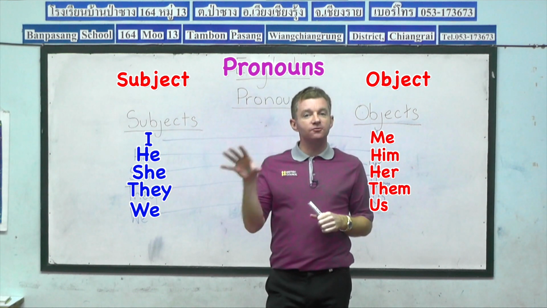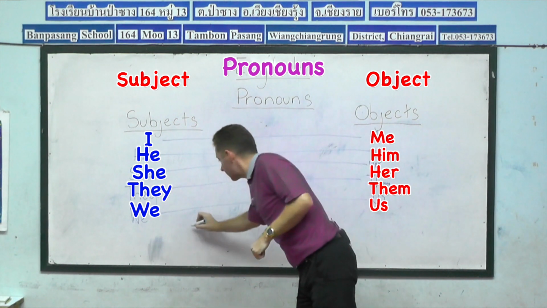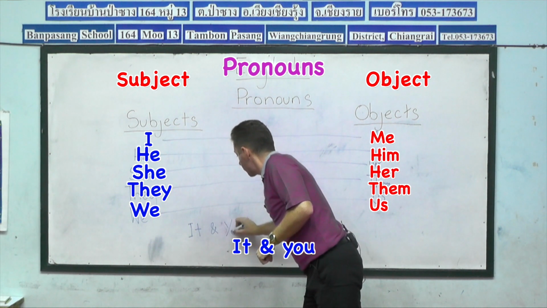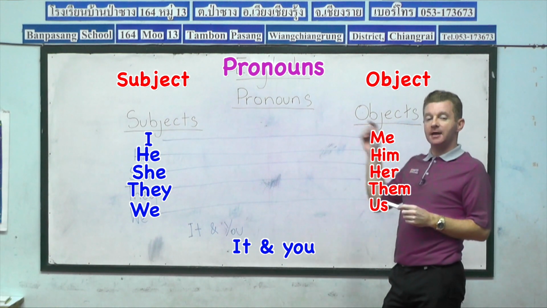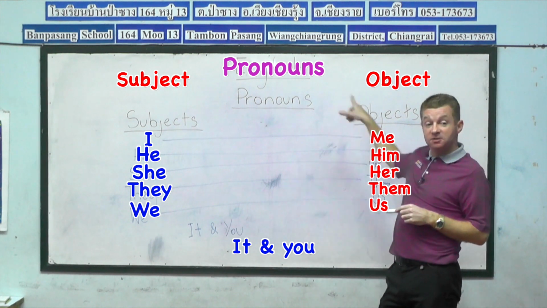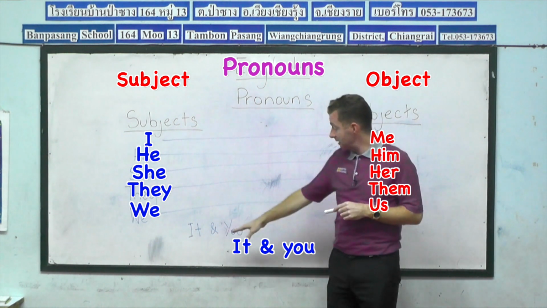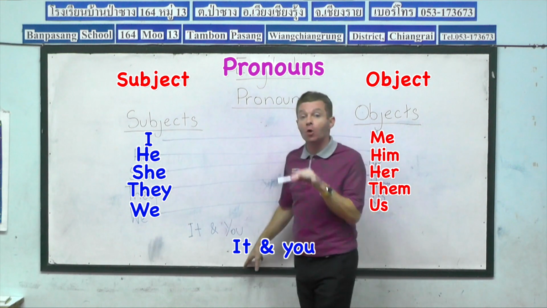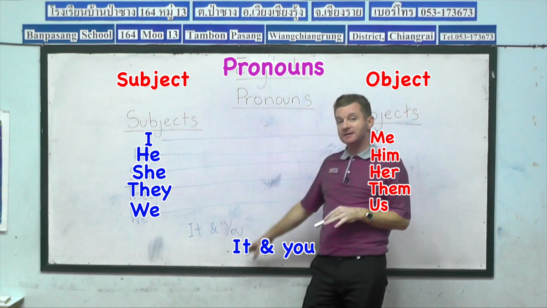Okay, now that's the subject pronouns that we need to change. But who can remember what is special about the subject pronoun it and the subject pronoun you? What can we do with it and you? It and you we can use as subjects and object pronouns. We don't need to change them. These two words here can serve as subject pronouns, and they can also be used as object pronouns. So we don't need to change these words.